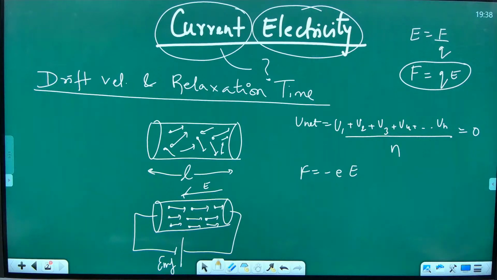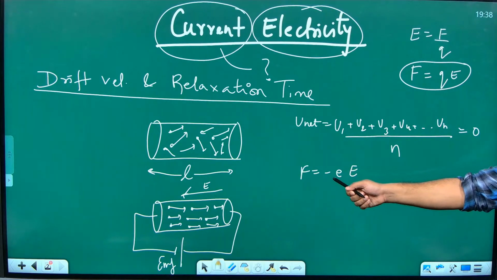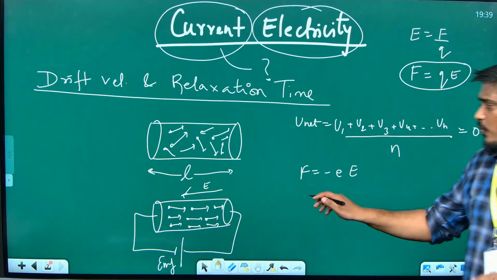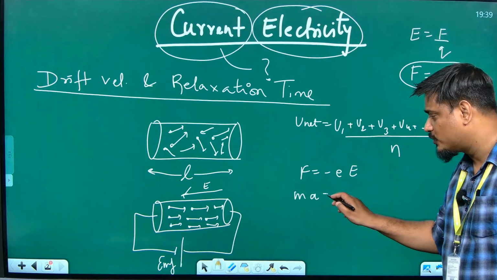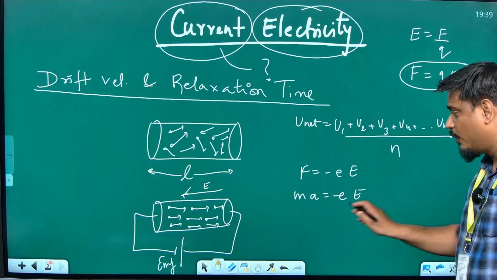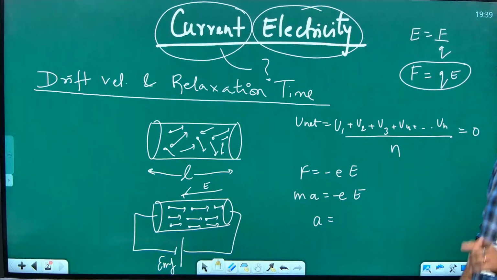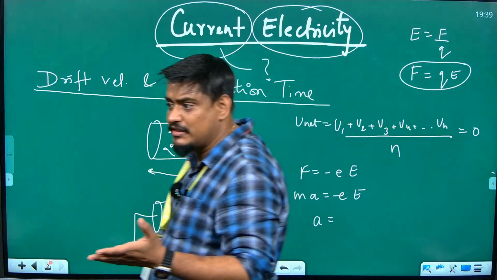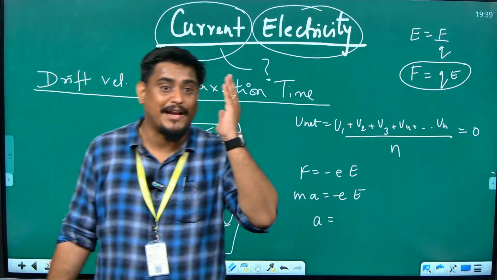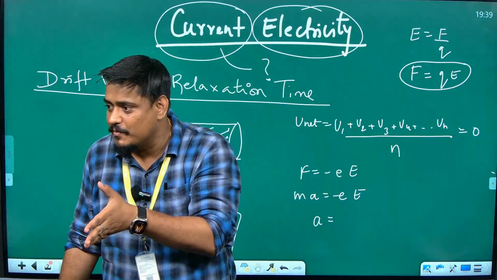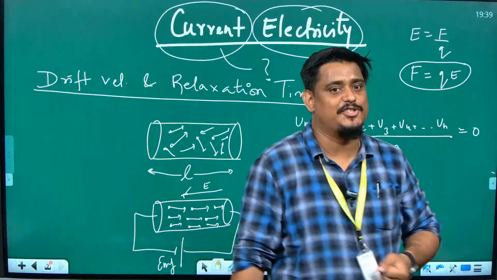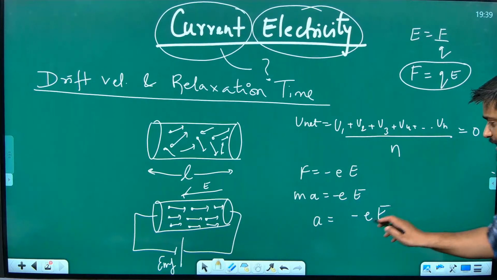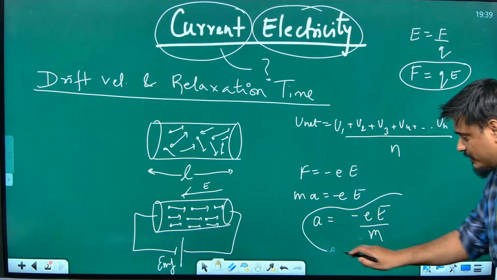Why did I put the negative sign? The negative sign indicates that force and electric field are in opposite directions. And you know very well F is equal to ma. So ma is equal to minus e into E. From here I get the acceleration of the electrons. Why do I need acceleration? Because if you want to find the final velocity, as per the law of mechanics, V is equal to U plus AT. For that reason I am finding the acceleration. So acceleration of each electron is given by minus eE by m. Do you agree with me?